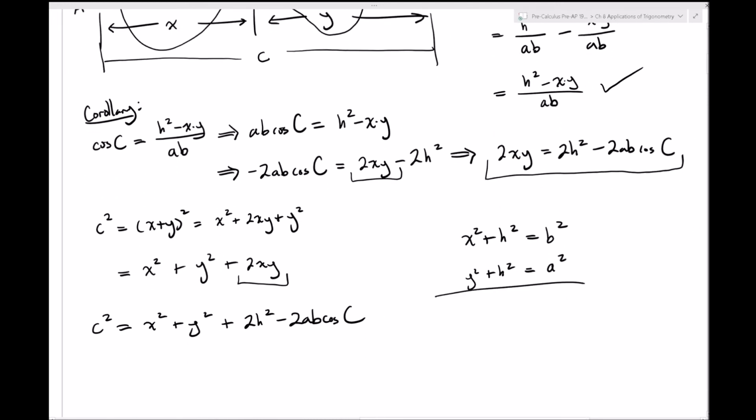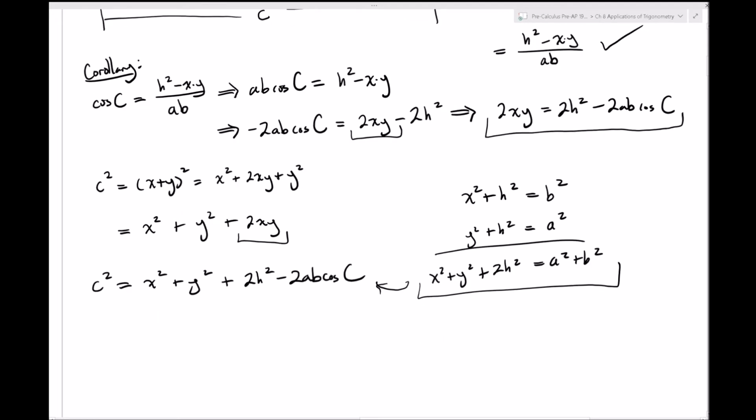And I can take these two and add them. If I add these two, a squared plus b squared is equal to, well, x squared has nothing to combine with, same thing with y squared. There are two h squareds, so that's 2h squared. So let's take this and compare it to what we currently have in this formula. Actually, it shows up here. x squared plus y squared plus 2h squared shows up exactly the way we want it.